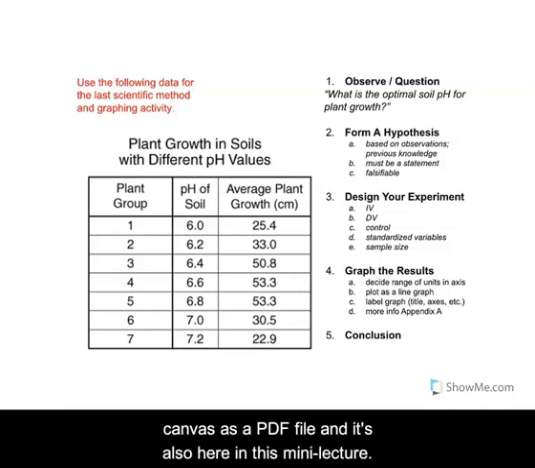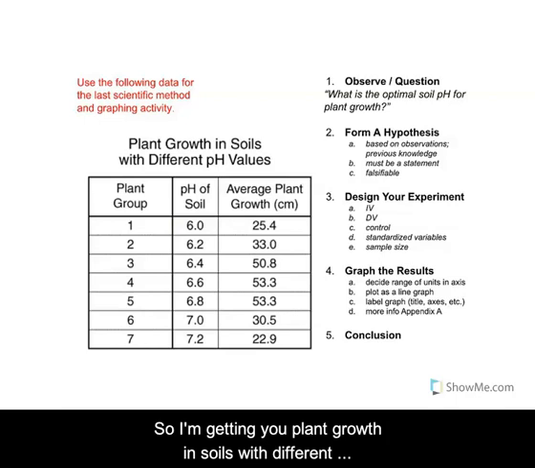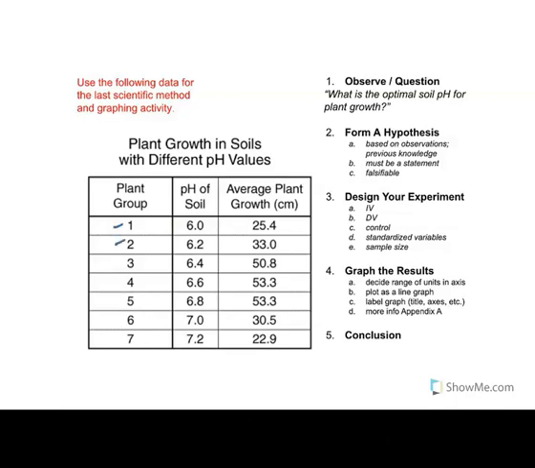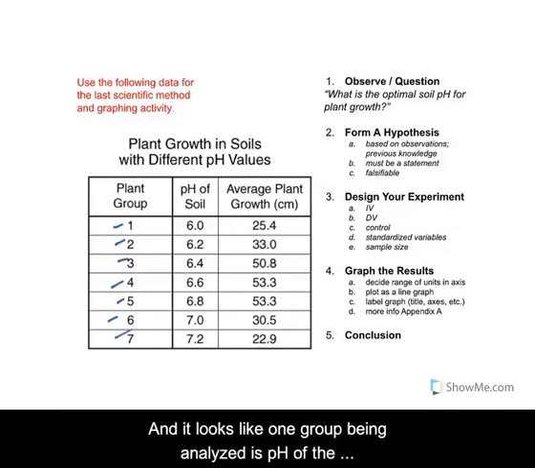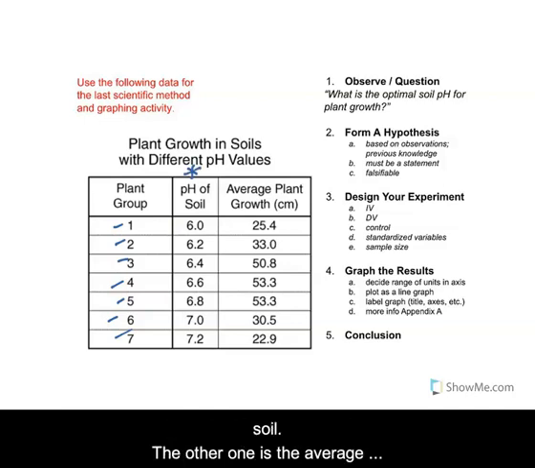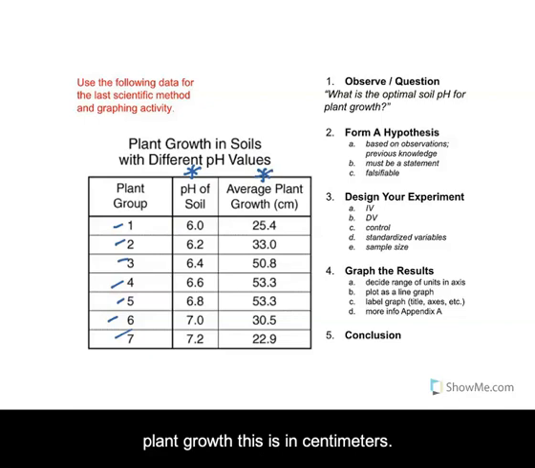So I'm giving you plant growth in soils with different pH values. It looks like I have 1, 2, 3, 4, 5, 6, 7 samples. I have 7 samples of plants, and it looks like one group being analyzed is a pH of the soil. The other one is the average plant growth. This is in centimeters, and I give you those values.